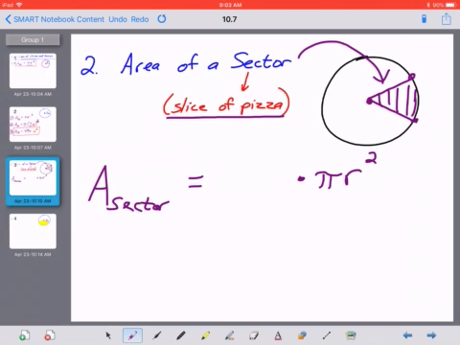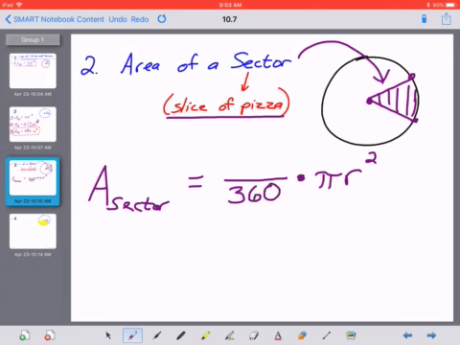We only want a portion of that circle, or if you will, a fraction of that circle. So we're going to multiply this area of a circle by a fraction. And on the bottom of that fraction, the denominator always represents the whole. Well, the entire circle has a measure of 360 degrees.